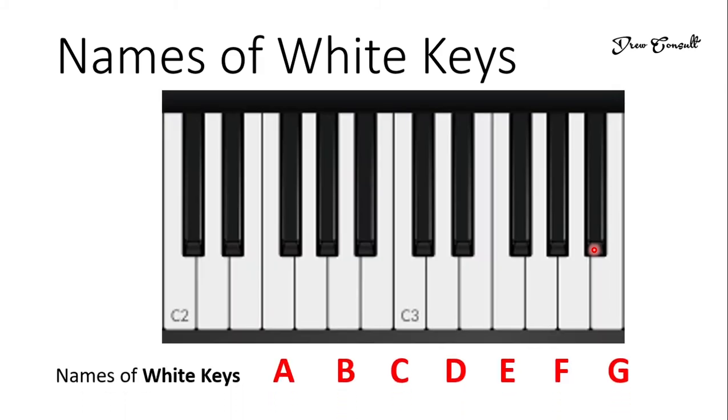Now the names of the white keys. The white keys are named very easily: A, B, C, D, E, F, G. I want you to take note of the positions of the alphabets in the names of the keys. So where A is located, where B is located, where C is located, where D is located, all the alphabets. You should be able to show us the name of the key you are pressing.